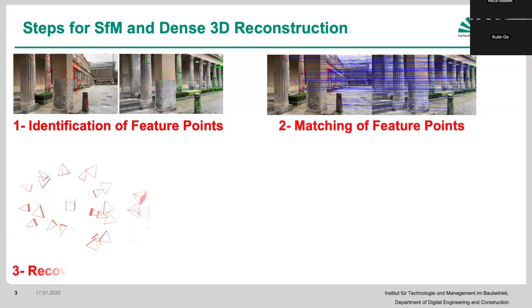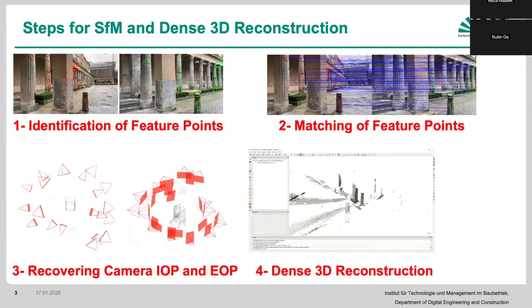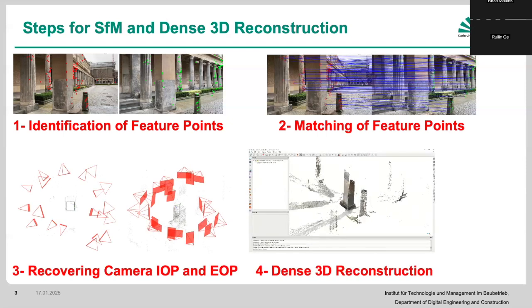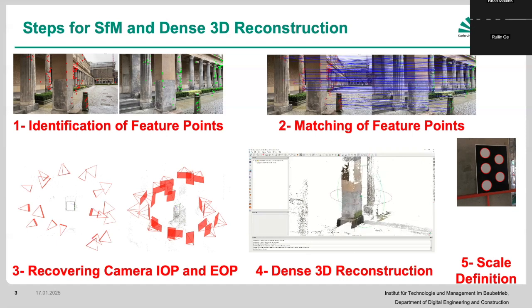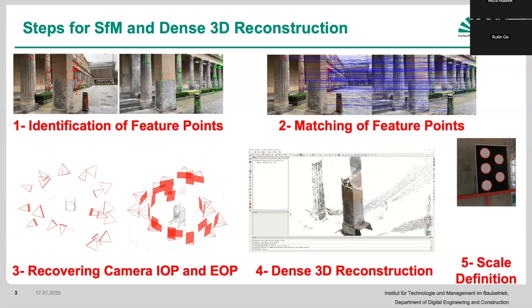So the matching of the features, then you're going to recover this, and then you're going to be completing a dense 3D reconstruction based on that. And then you have to do some scale definition, and in this case, I did some automatic ways with circular targets, but there are various different ways that you can do it. You can even do it with QR codes if you know more or less whereabouts it's going to be.